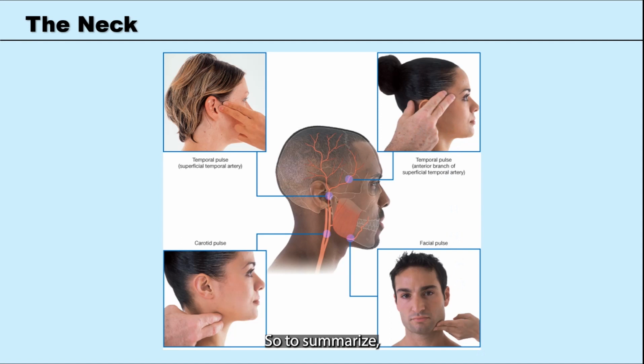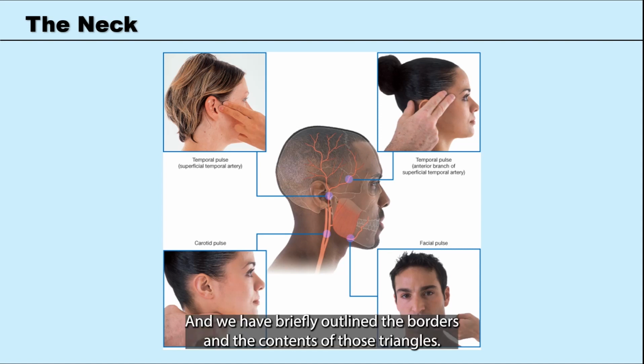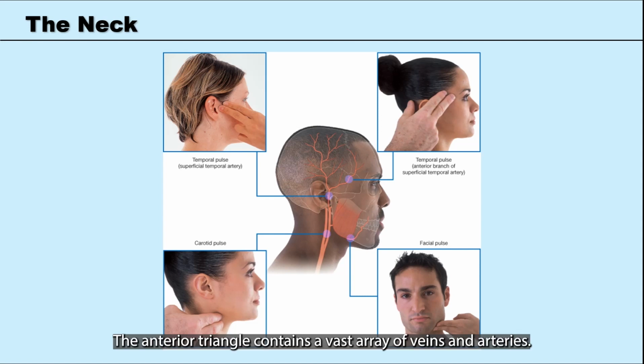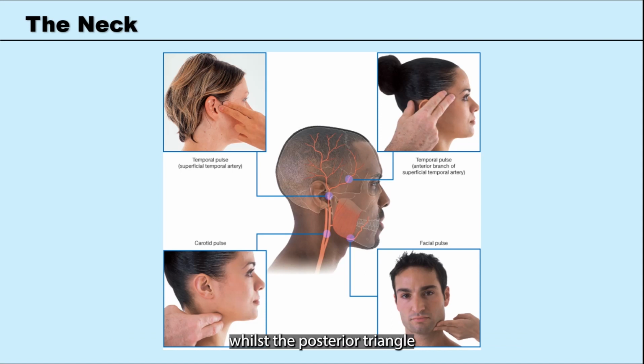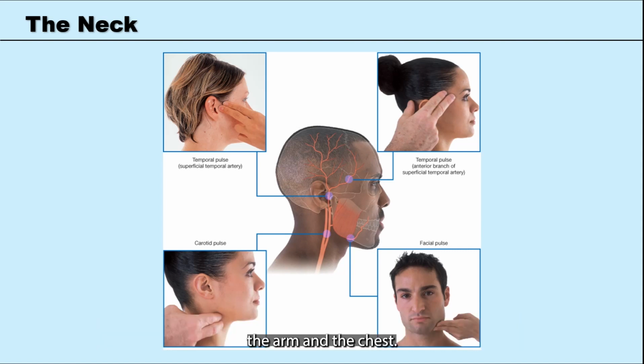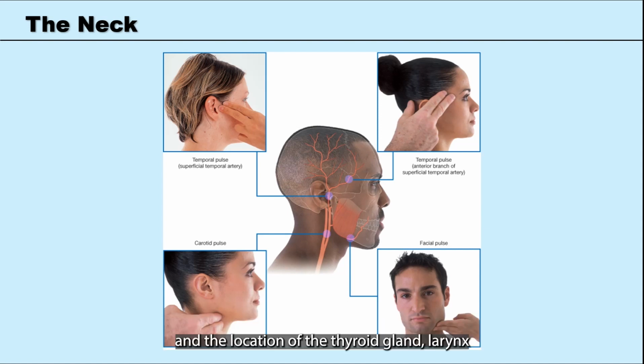So to summarise, we have looked at the divisions of the neck, including the triangles of the neck, and we have briefly outlined the borders and the contents of those triangles. The anterior triangle contains a vast array of veins and arteries, whilst the posterior triangle also contains a huge collection of nerve plexuses which go on to power the muscles of the neck, the arm and the chest. We have also looked at the bifurcation of the carotid level with the Adam's apple and the location of the thyroid gland, larynx and hyoid.